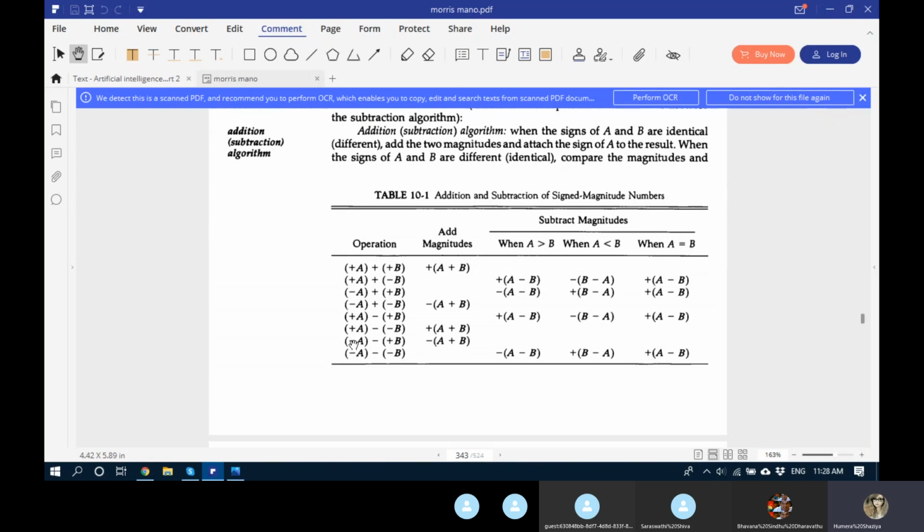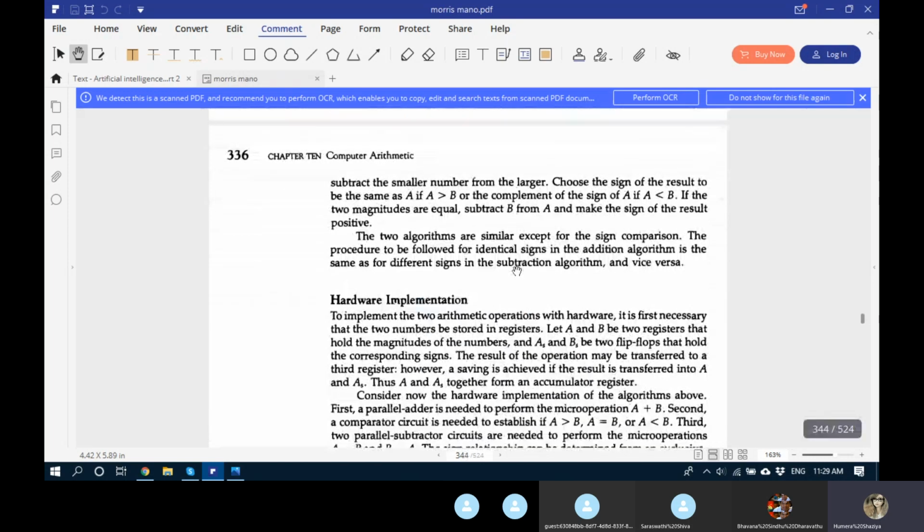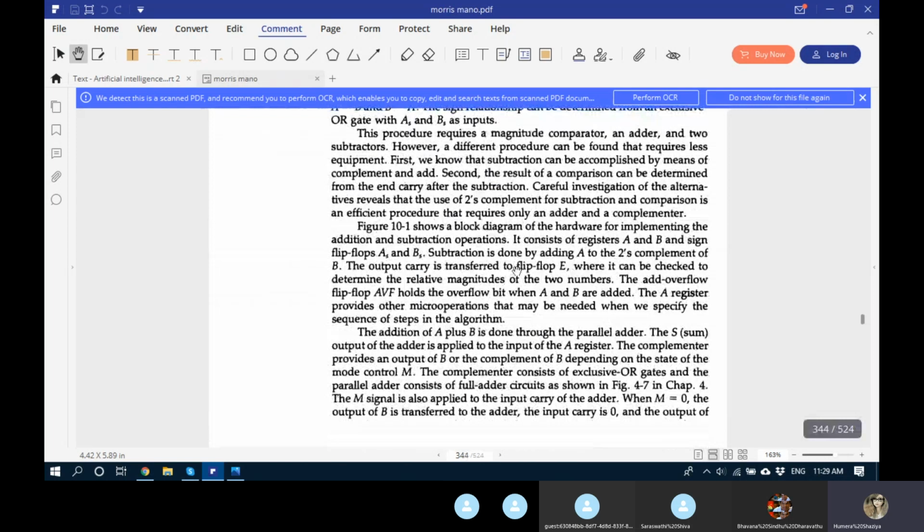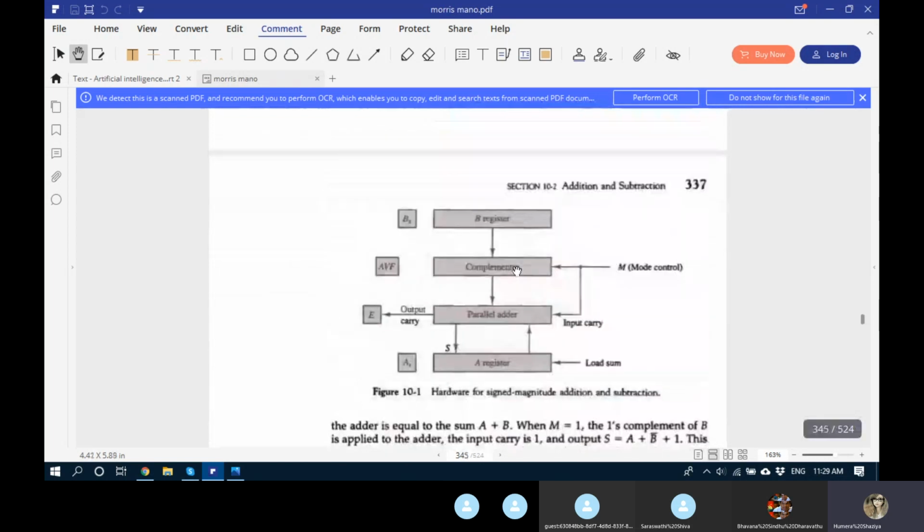Minus A minus plus B result is equal to minus A plus B, because here A, the first operand is minus. Here minus A minus minus B is A minus B, and result is negative when A is greater than B, positive when A is less than B. I hope that this table of addition and subtraction of sign magnitude number is clear to you all. How are we implementing this one in hardware? That is the question now.